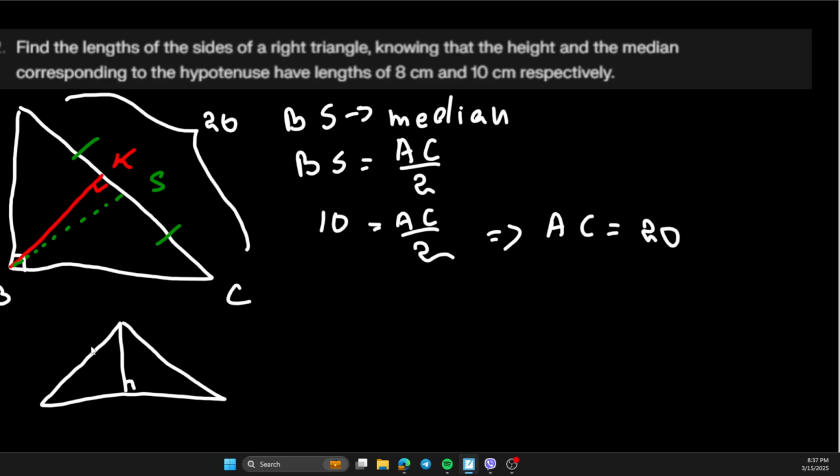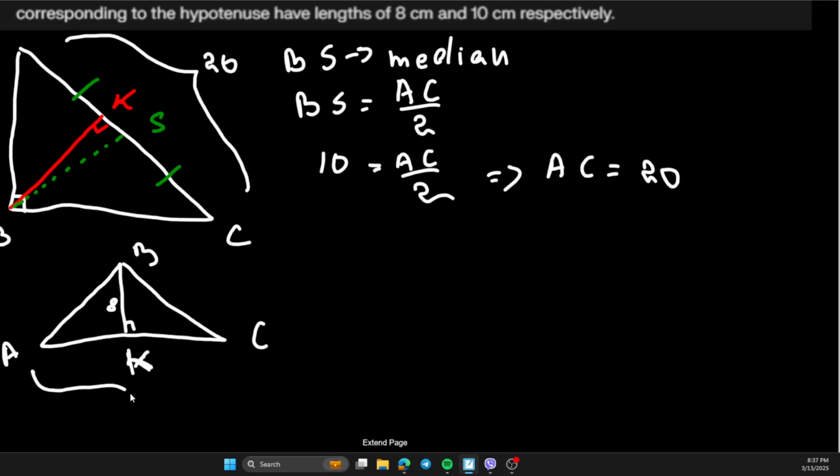So here's your height. You know that the height is 8, right? And you know that the whole AC is 20. Do you see something? Now we can know that AK and KC are both 10. Not really. The height doesn't split the side into two equal parts. The median does that.